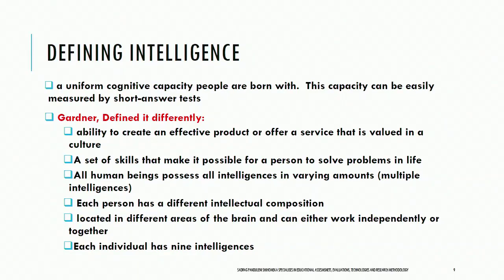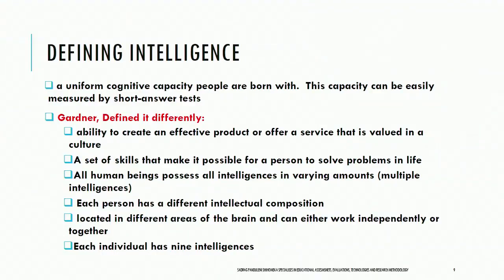To him, intelligence is the ability to create an effective product or offer a service that is valued in a culture. To him, multiple intelligence is a set of skills that make it possible for a person to solve problems in life. Very important, key words there: a set of skills that makes it possible for a person to solve problems in life. Each person has a different intellectual composition. They are located in different areas of the brain and can either work independently or together.